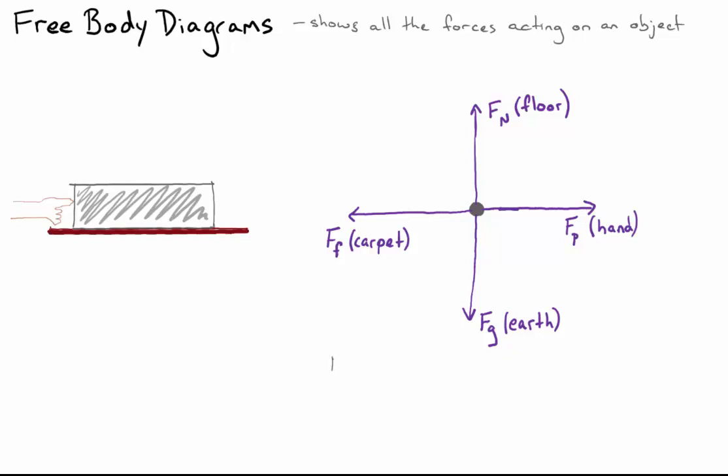I also wanted to remind you to make a note here that in free body diagrams, you always attach the end of the arrow to the object. And in general, the arrow size indicates something about the relative magnitude of that force.